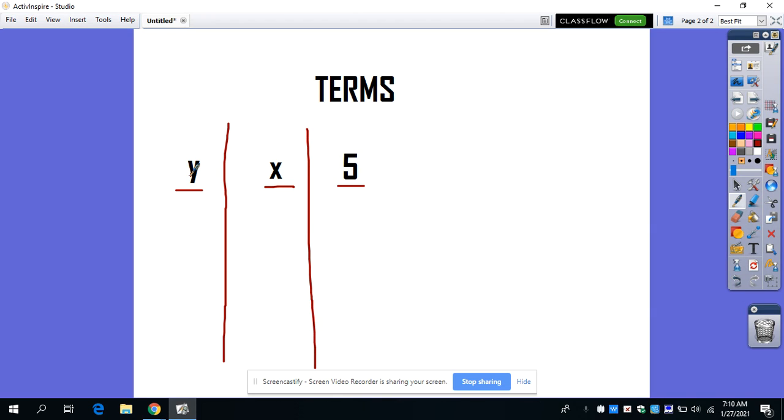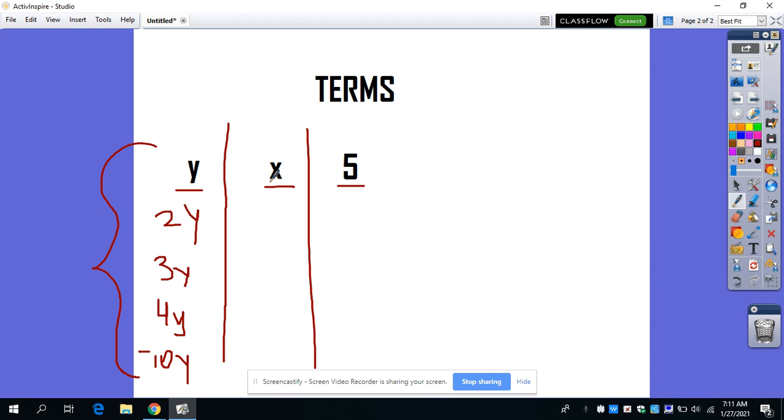So if y is a term, 2y is a like term. So is 3y. So is any number attached to this term: 4y, negative 10y, any number you could possibly think of. These are all like terms, so you can add, subtract, and combine them, okay?